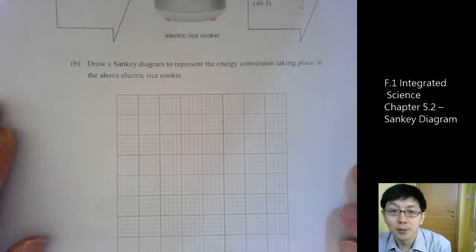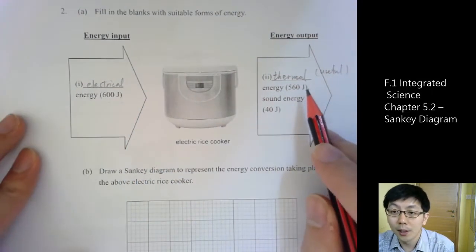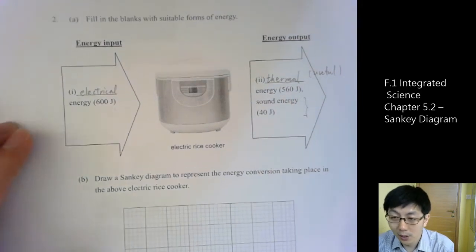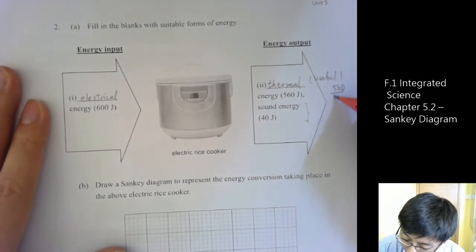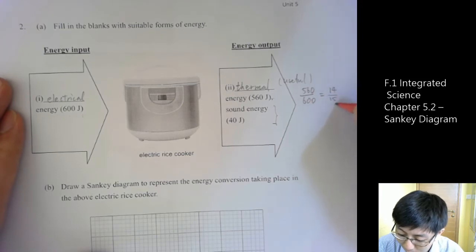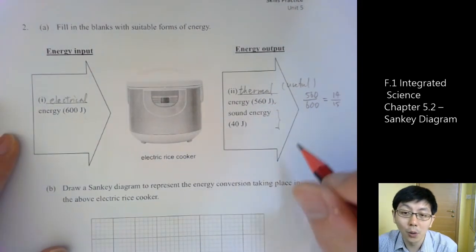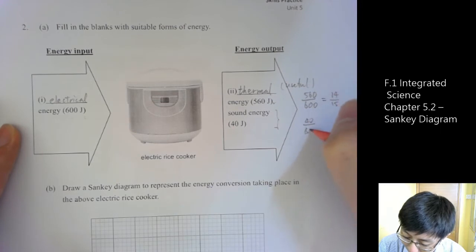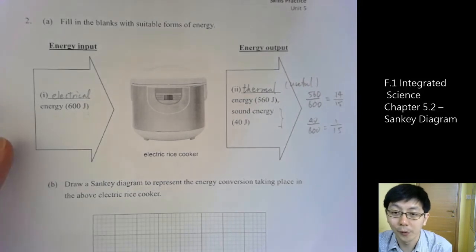So we need to have some simple mathematics here. Input 600, and then one of them will be 560, one of them will be 40. So 560 out of 600, after calculation, will be 14 out of 15. For 40 joule of the sound energy out of 600, it will be actually 1 part out of 15.